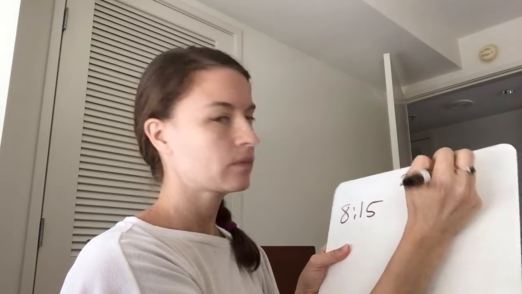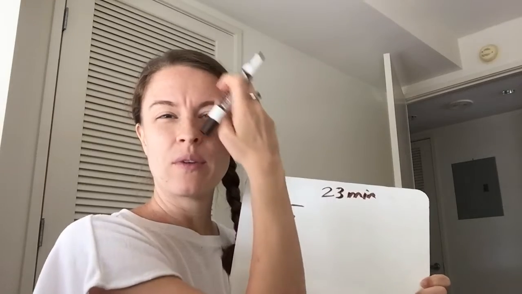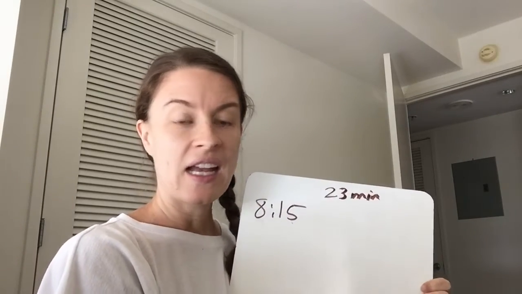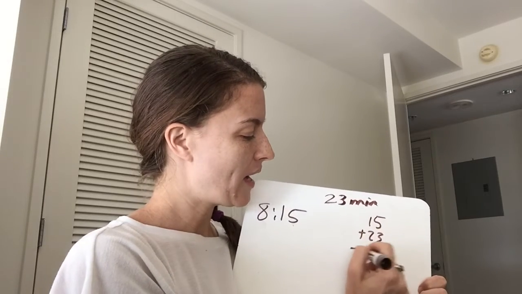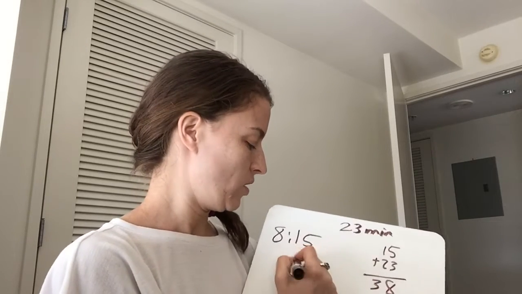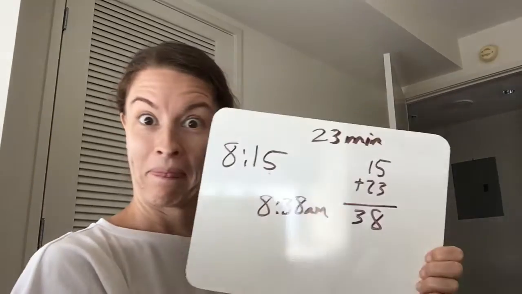All right, welcome back. Now, I'm going to write it down, but hopefully you were able to do some of this in your head, okay? So remember, Sky Rose left at 8:15, and it was 23 minutes. So maybe you're thinking to yourself, oh, I can just add 15 plus 23. You absolutely can. And if you add 15 plus 23, you will get 38. So she does arrive at 8:38 a.m.